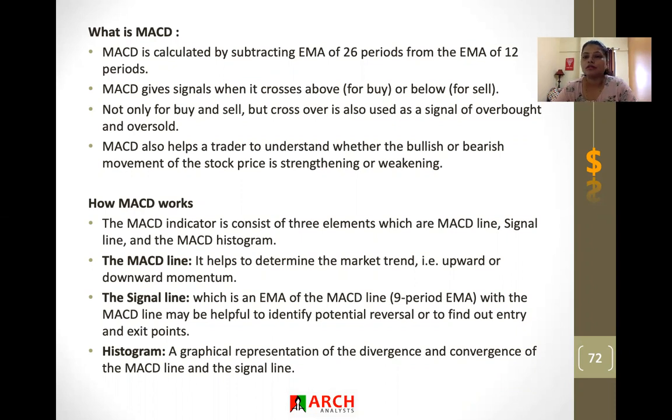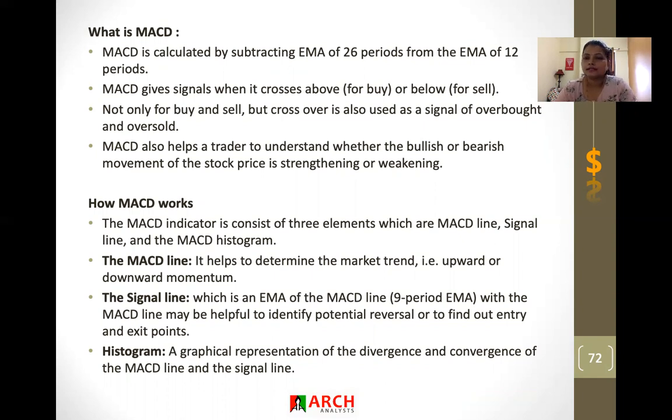A simple moving average is a simple average of the number of periods given, and equal weightage is given to each and every entry. But in an exponential moving average, maximum weightage is given to recent data, and that's the reason the exponential moving average is considered faster than the simple moving average. In MACD, we take the 26 period exponential moving average and the 12 period exponential moving average.